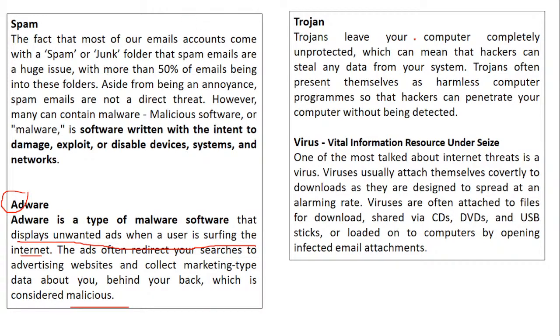Trojan leaves your computer completely unprotected, which means that hackers can steal any data from your system. It is like a key. They open the computer, which allows the hackers to get inside and steal the data from the system. It often presents itself as a harmless computer program, so the hackers can easily get into the computer without being detected, without the understanding of the user, and get the data easily.